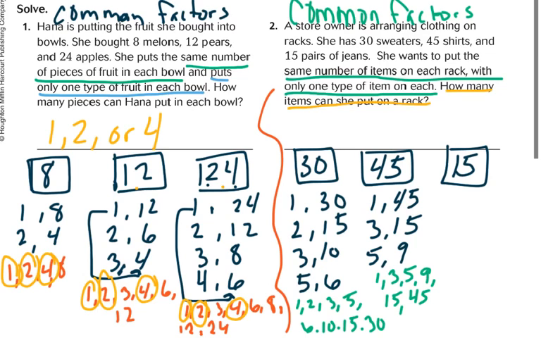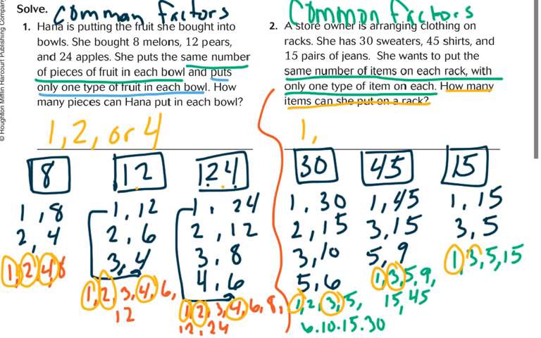And now on to 15. I have 1 and 15. It's not even, not divisible by 2. It is divisible by 3. 1 plus 5 is 6. 3 times 5 gets me 15. And it's not divisible by 4. 1, 3, 5, 15. And I'm going to circle what they have in common. They always will have 1 in common. They all have 3 in common.